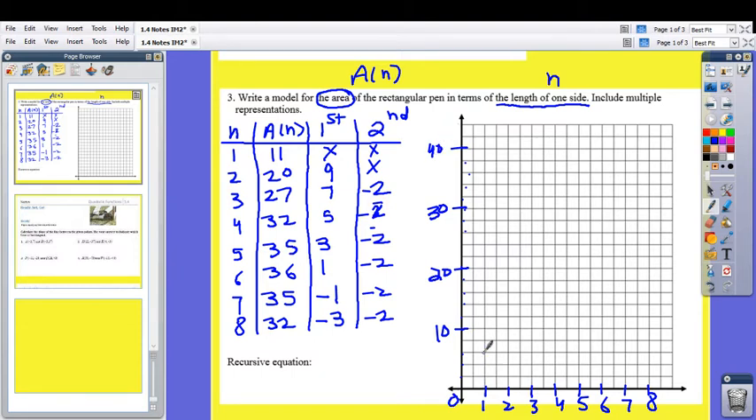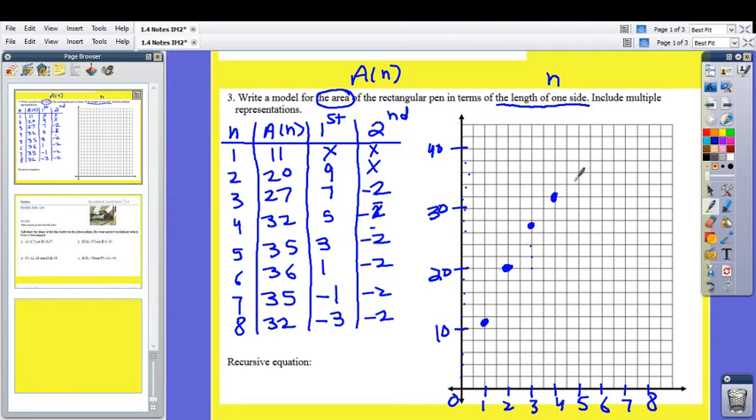If this is 1 and this is 11, so 11 is right here. When this is 2, it should be 20, so it's right here. When this is 3, it's 27. So this is 20, 22, 24, 26. This is 27. When it's 4 and it's 32, so this is 30, so this will be 32.